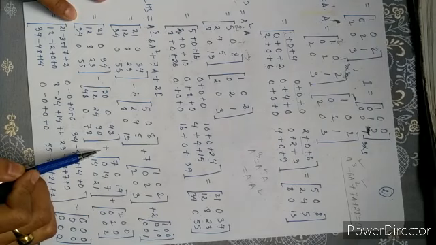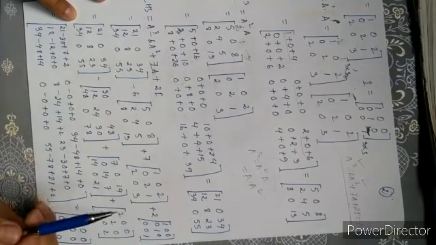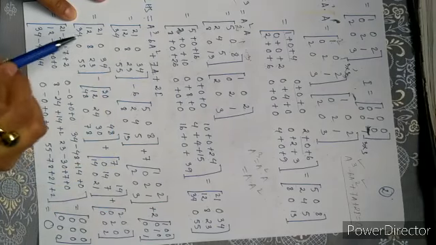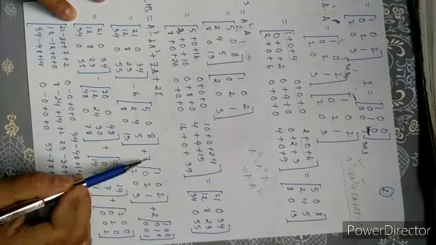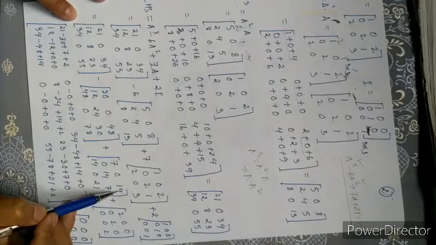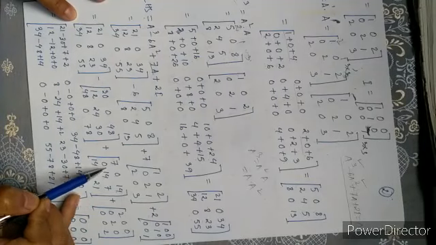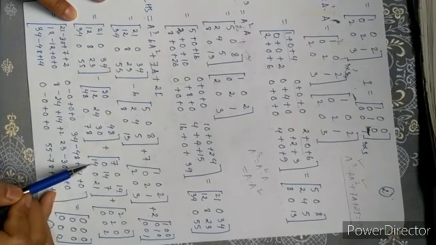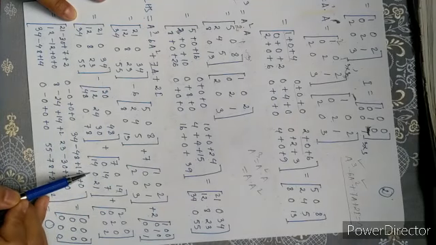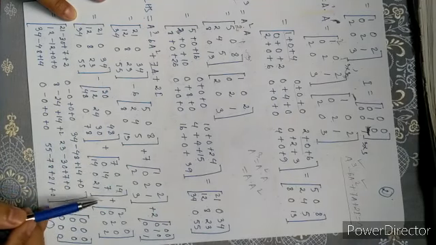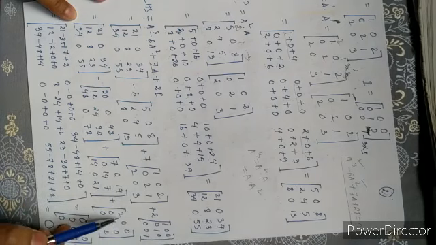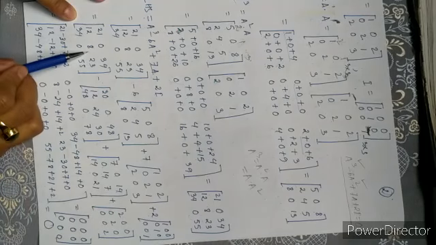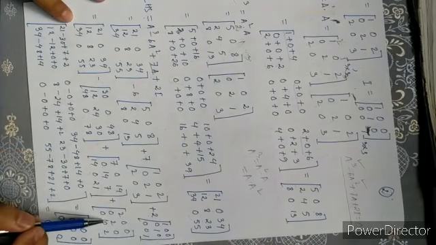Then third term, plus 7 times A. Elements of A should be multiplied by 7. 7 into 3, 21. 7 into 2, 14. 7 into 0, 0. 7 into 2, 14. 7 into 1, 7. 7 into 2, 14. 7 into 0, 0. 7 into 3, 21. Plus 2 into I. Identity matrix should be multiplied by 2: 2, 0, 0, 0, 2, 0, and 0, 0, 2.